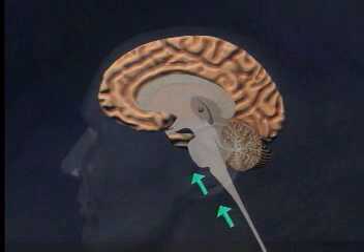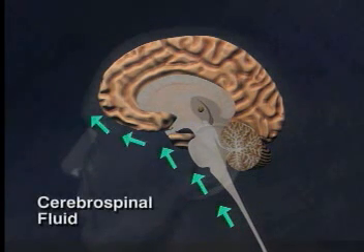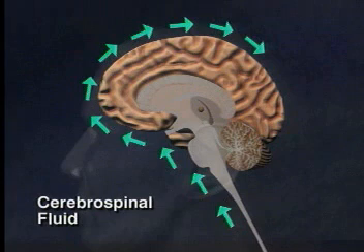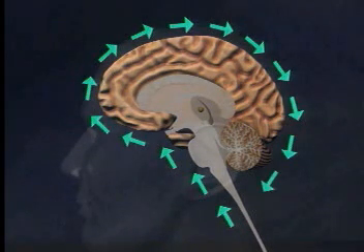Both the central canal of the spinal cord and the ventricles in the brain are filled with cerebrospinal fluid. This fluid circulates hormones, nutrients, and white blood cells. It provides nutrition, protection, and also acts as a shock absorber.